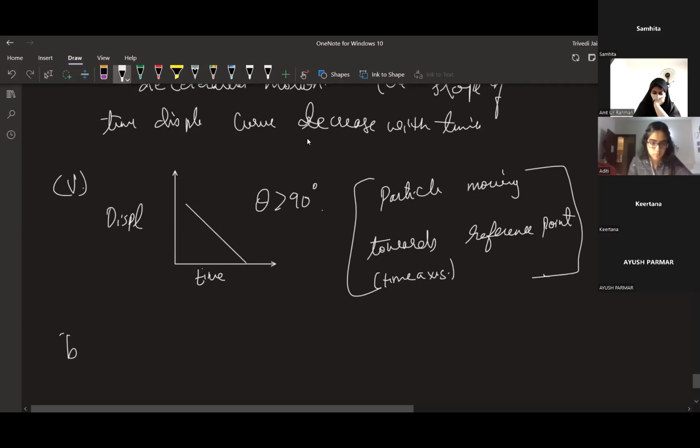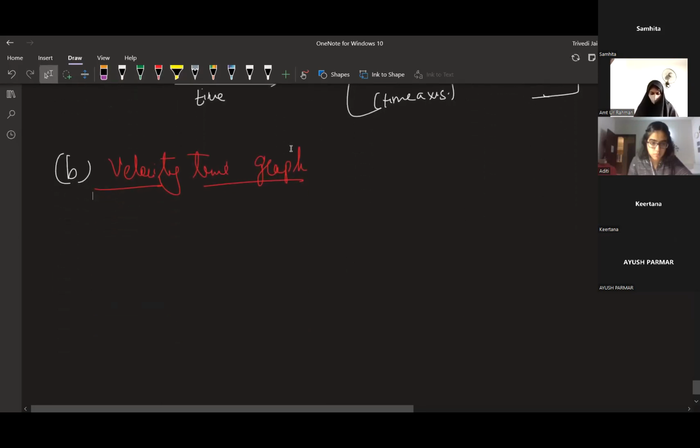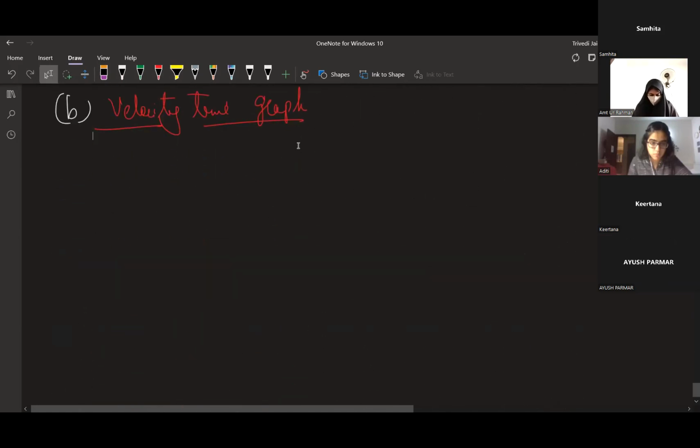Okay, then let's go with B. Velocity, time. This will give you acceleration. Now the same thing we will do. Whatever we did on all this, the same thing we are going to do. I'll draw a graph and I'll ask everyone one by one. You have to tell me what will happen in that case. Alright, not this graph, wait.